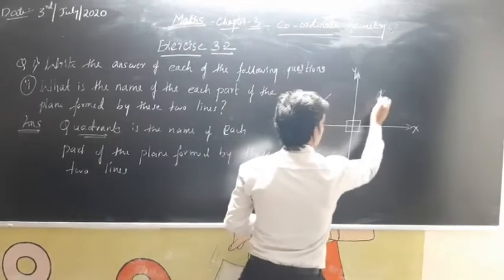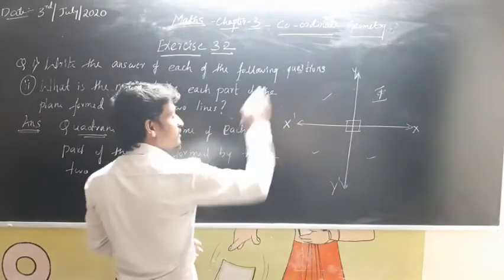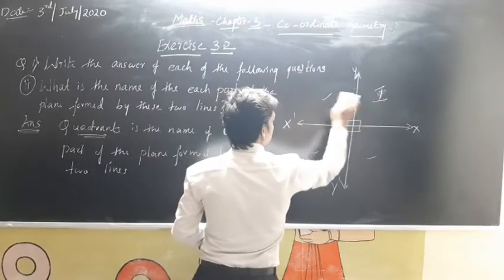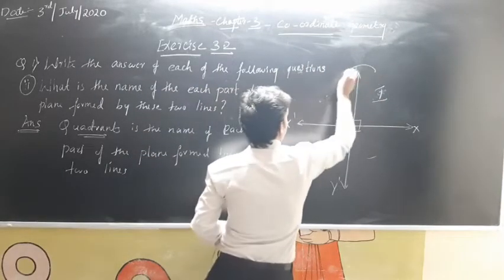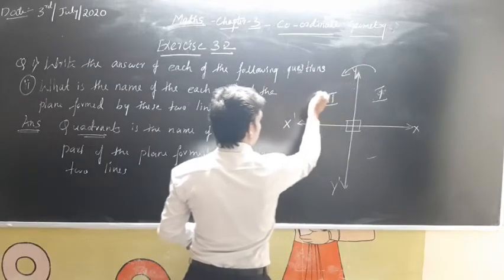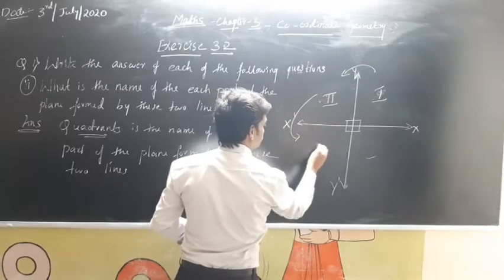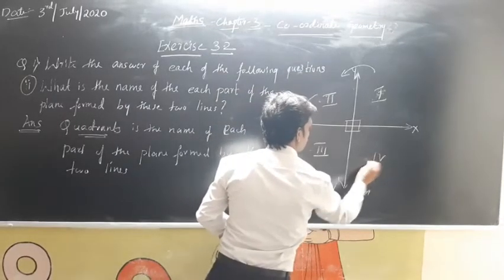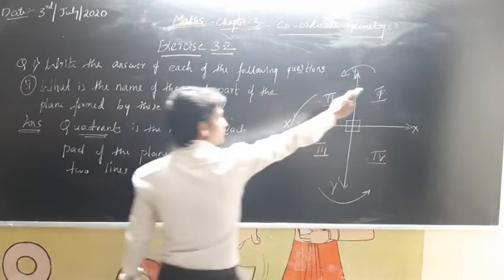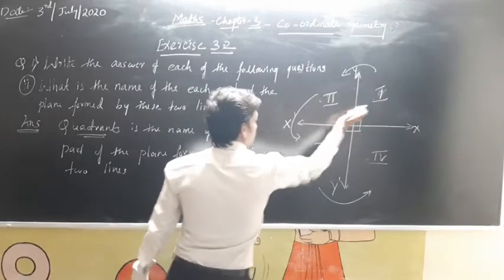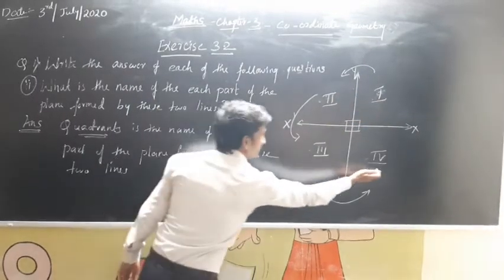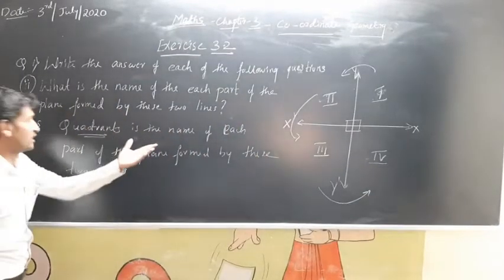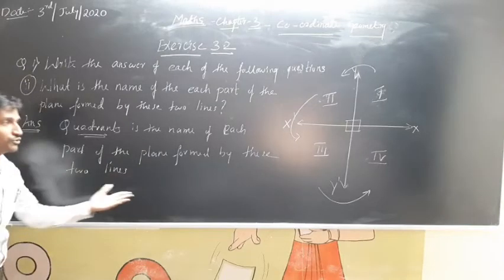known as what? First quadrant. As I said, how to start it? From the right top. Okay, from the right top we'll start. This is the first, then go for this one anti-clockwise. This is the second. From here anti-clockwise, this is the third. From here again, this is the fourth. This is how you will recognize the quadrants. Start from top right: first quadrant, second quadrant, third quadrant, and fourth quadrant. That is what it is said here. Quadrant is the name of each part of the plane formed by these two lines.